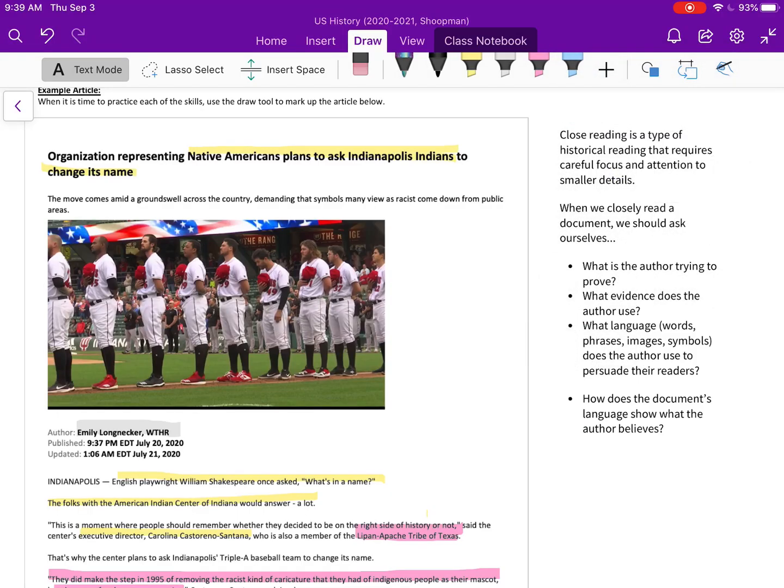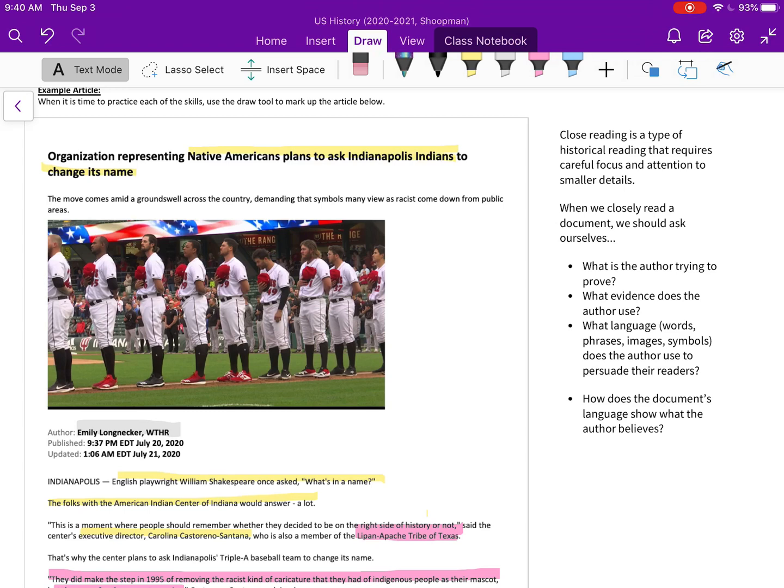In this mini lesson, I am going to walk us through the skill of close reading. Close reading in social studies is using our focus and attention to identify smaller details within a source, so an article, a historical document, maybe even a painting or a picture of some kind, to identify what the argument or claim of that source is.